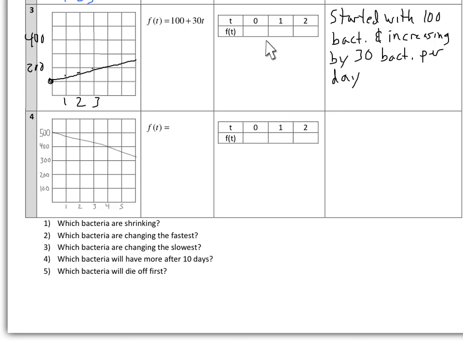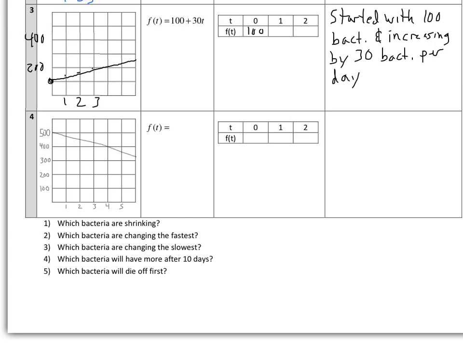Now to make the table, the graph's not going to really help because we don't know the exact values, do we? How do we get the exact values for the table? Well, don't we start with 100? Instead of plugging numbers in, can we just think we start with 100, and what are we adding every time, according to the formula? 30. Start with 100, are we adding 30 repeatedly? So if we add 30 to 100, what's this?